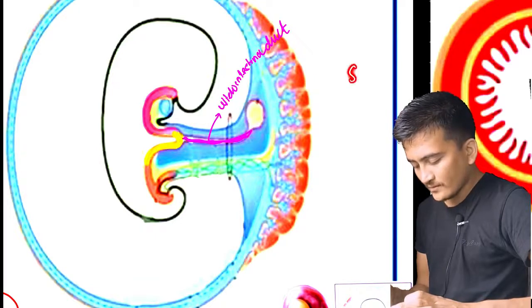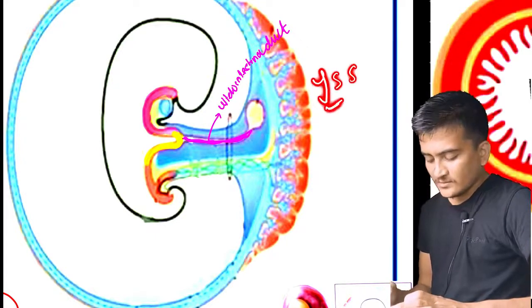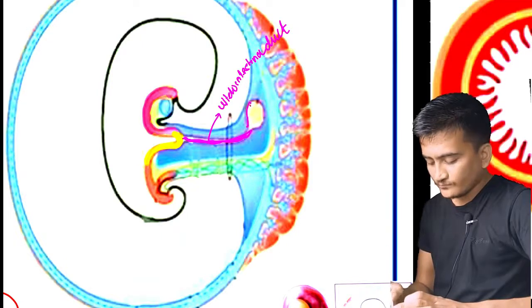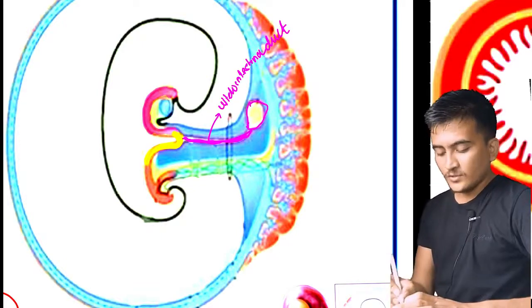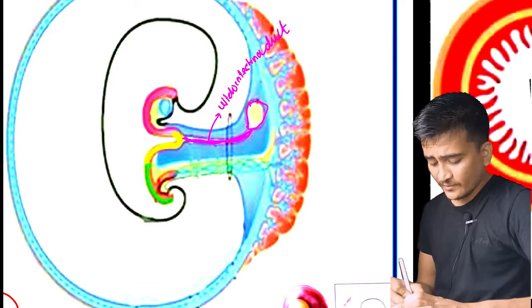This is yolk sac, right? This is our yolk sac. Now, moving further, what is this? This structure is our hindgut.